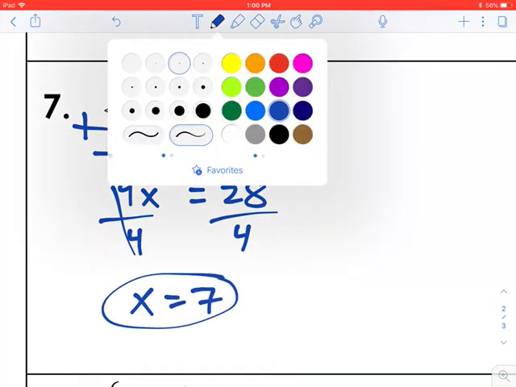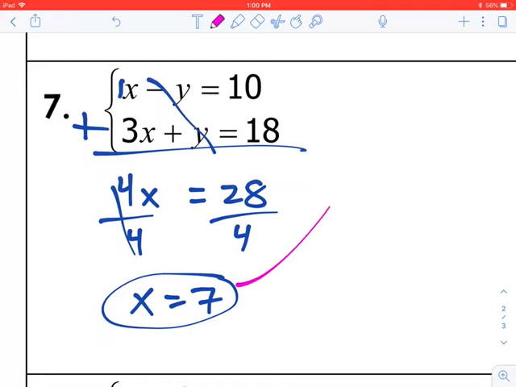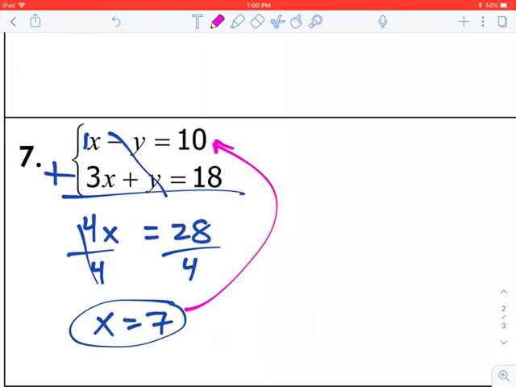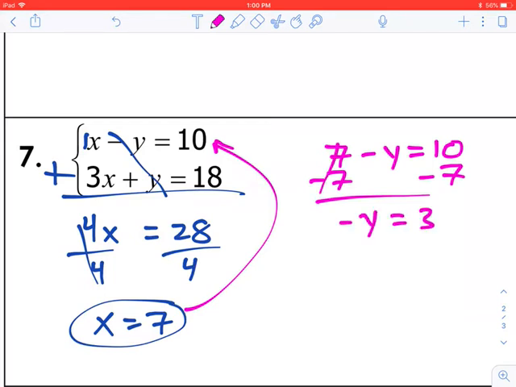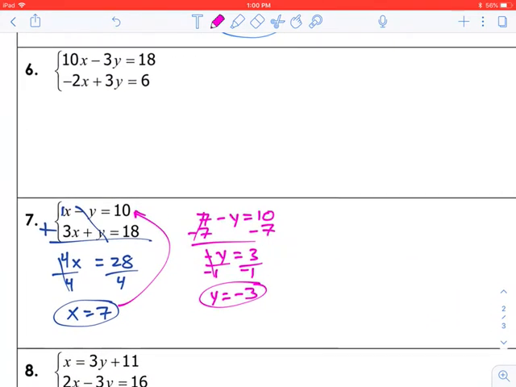So I plug x back into one of those. So I'm going to pick the top one because it looks pretty easy. And I've got x minus y is going to be 7 minus y equals 10. Subtract 7. I've got negative y equals 3, divided by negative 1. y equals negative 3. And there's my answer. So x comma y, 7 comma negative 3.